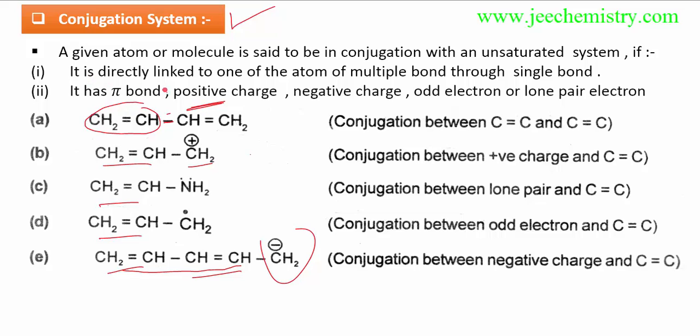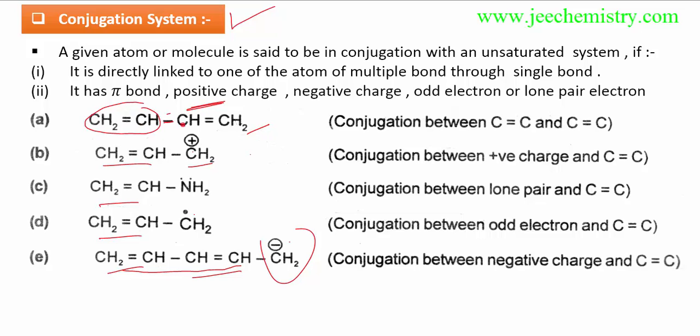I have written the condition. It is directly linked to one of the atoms of a multiple bond through a single bond. Through a single bond, it has a pi bond, a positive charge, a negative charge, odd electrons, or a lone pair. Here, in any compound, if one pi bond is there and one lone pair, a positive charge, free radicals, or an anion is in alternate position, then the system is said to be a conjugation system. So this type of structure is a conjugation system.